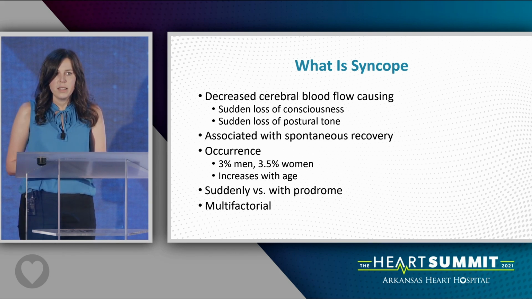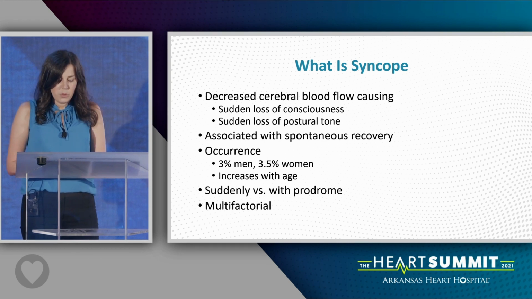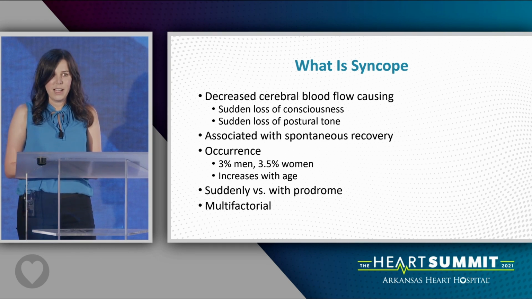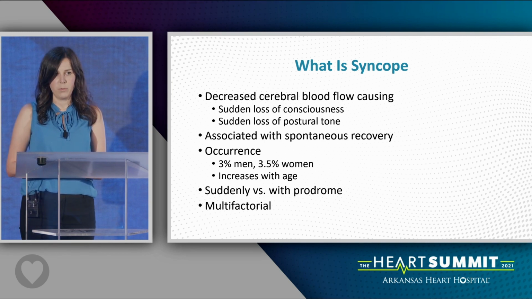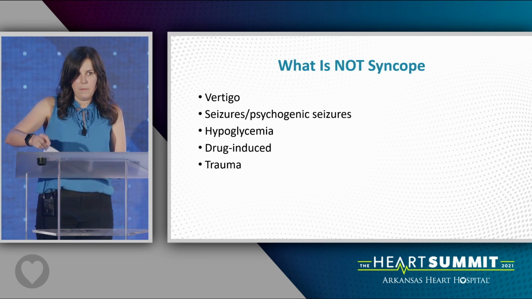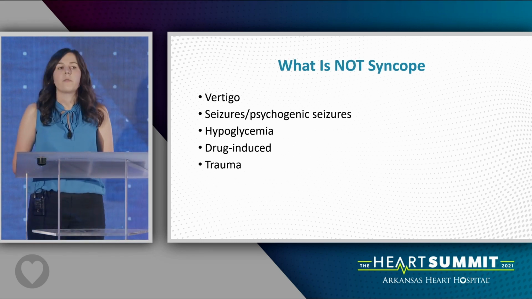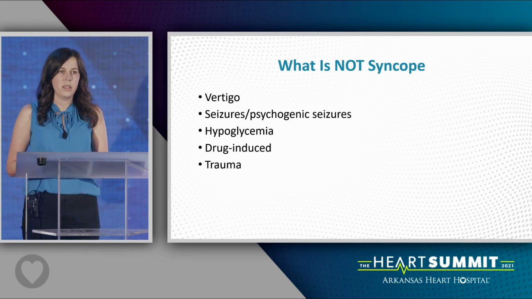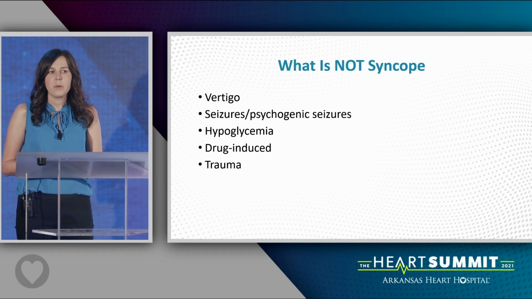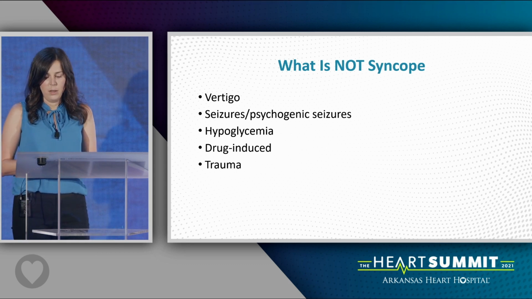It can occur suddenly versus with a prodrome. A prodrome would be nausea, diaphoresis, tunneled vision, and this is most likely associated with vasovagal syncope. What is not syncope? This would be vertigo, seizures, pseudo-seizures, hypoglycemia. It could be drug-induced, alcohol, or trauma.